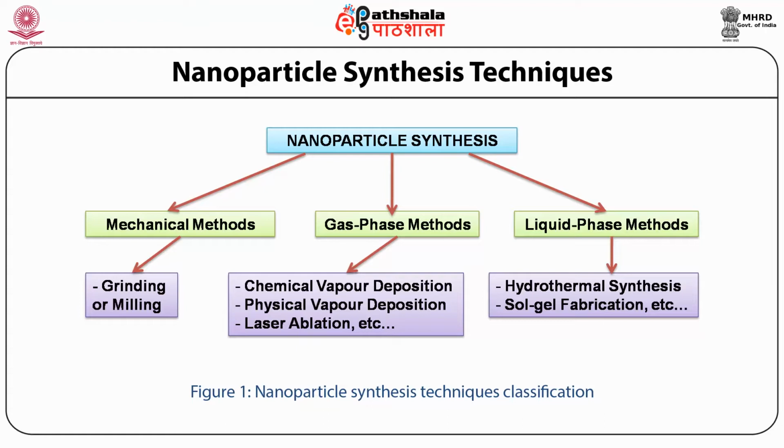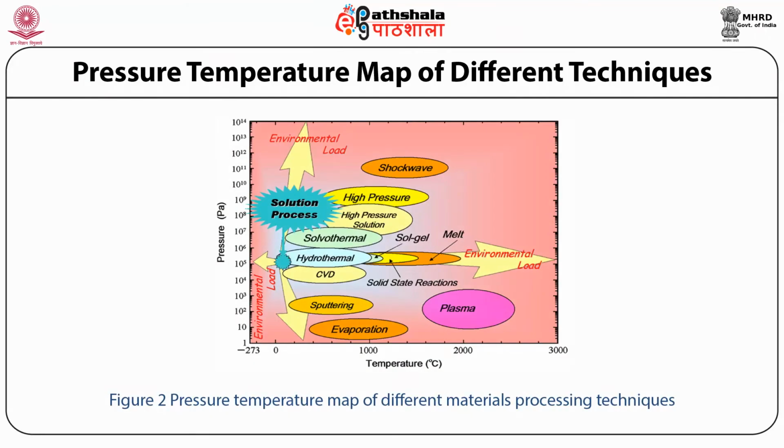The mechanical methods include processes such as grinding, milling, etc. The gas phase processes include the chemical vapor deposition, laser ablation techniques, or the physical vapor deposition techniques, etc. The liquid phase methods include techniques such as hydrothermal synthesis, sol-gel fabrication, etc. Figure 2 shows a map of the temperature and pressure values which are required for various synthesis processes.